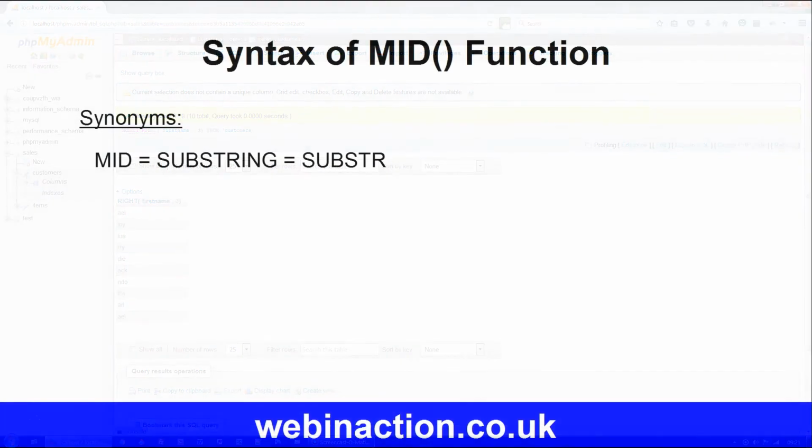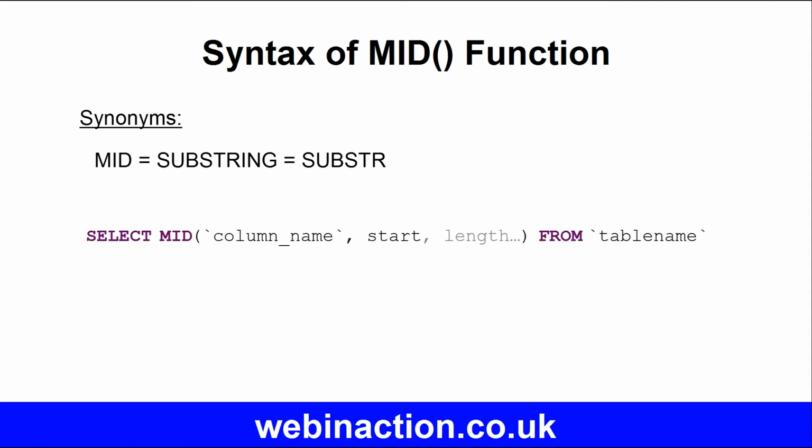There are also 3 functions which are all exact equivalents of each other: mid, substring, and substr, that's S-U-B-S-T-R. These do a similar job to left and right, but are more flexible in that they allow you to specify a point to start from in the field. With these you specify the column, the starting point where 1 is the first character in the field, and optionally the number of characters you want to return from that point on, the length to return.